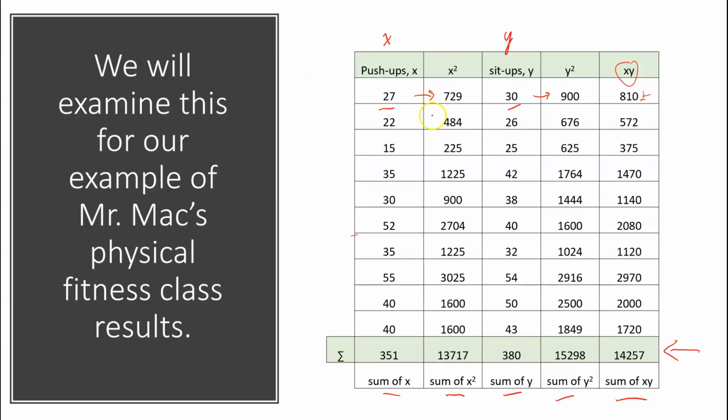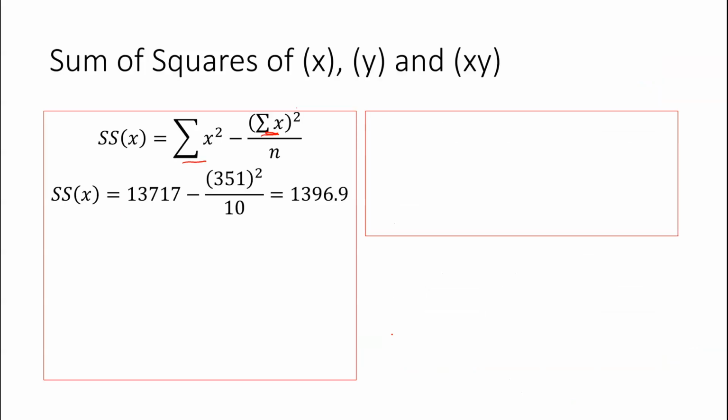The sum of the x squared column right here, 13,717. And for the sum of the x values, 351. So we have 13,717, subtract 351 squared over, we have 10 bivariate data sets, and therefore we get a sum of squares of x to be 1,396.9.